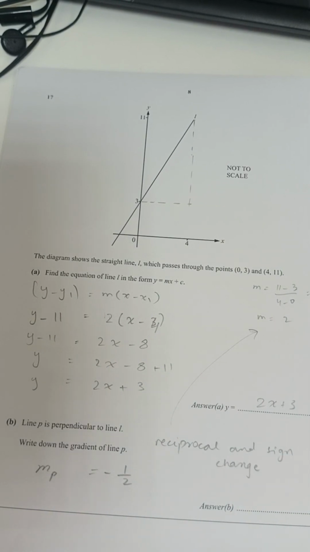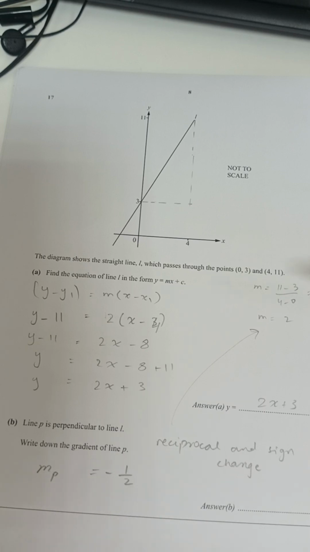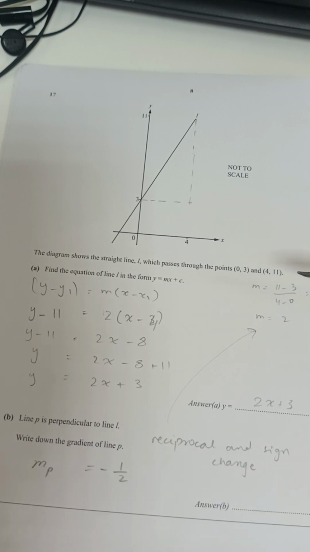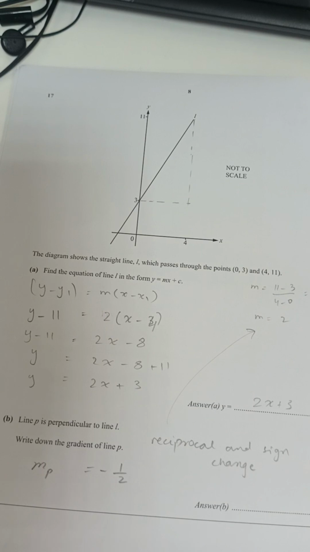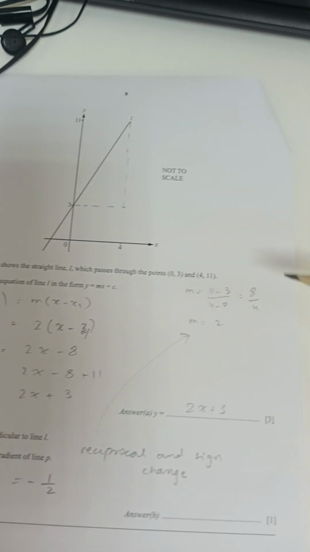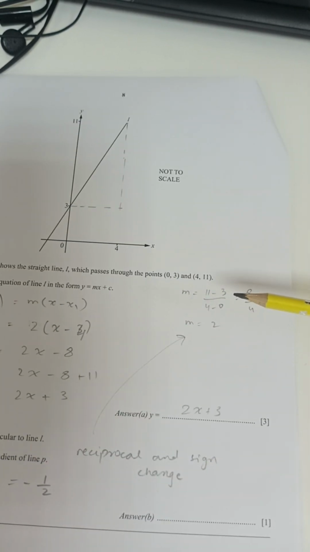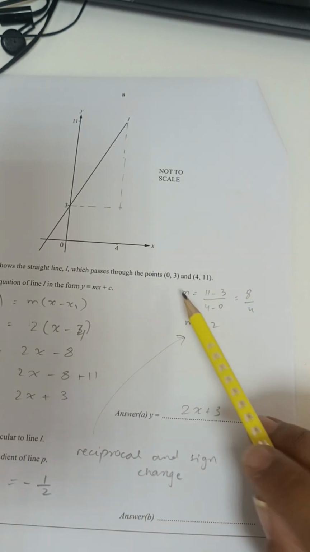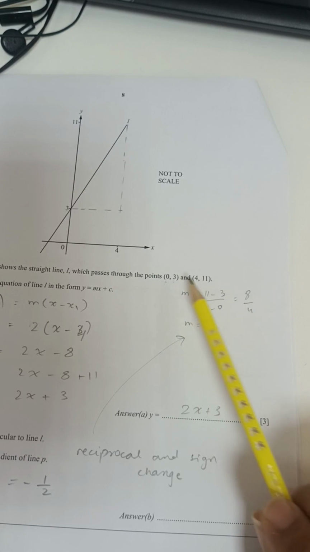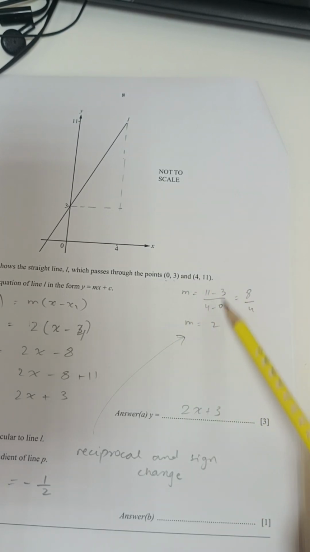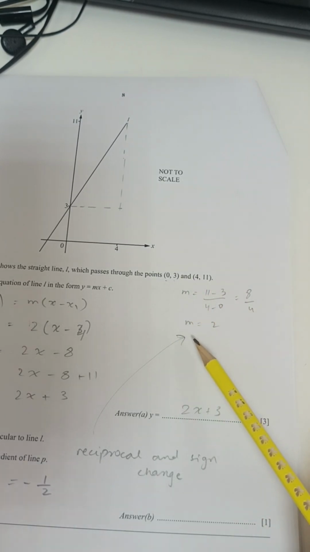The next question shows the diagram of a straight line which passes through the points 0, 3 and 4, 11. Find the equation of the line in the form y equals mx plus c. So we have the points given, we have to find the slope, and with the point slope formula we can make the equation. So over here how we can find the slope: y2 minus y1 over x2 minus x1. So these are your values, x1 y1 x2 y2. If you subtract them, the slope turns out to be 2.